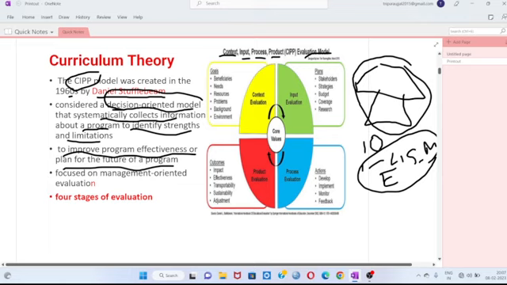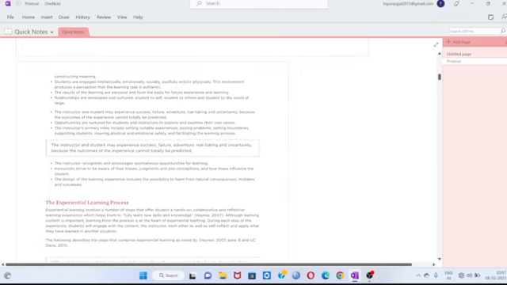Another one is the focus on management-oriented evaluation. Suppose the students are not participating in learning that subject. Now you can change your strategy. You can manage. So this is also called a decision-oriented model and management-oriented evaluation. There are four steps we will see.